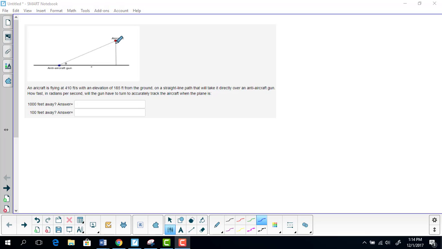So in this problem, we have an aircraft flying to the left. Eventually, it's going to fly over the anti-aircraft gun, and it's flying at a height y equal to 185 feet from the ground. The aircraft is flying at a rate of 410 feet per second, so that means the distance x is decreasing at that rate. That is, dx/dt is equal to negative 410 feet per second.